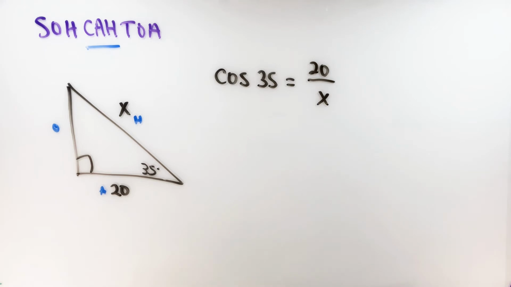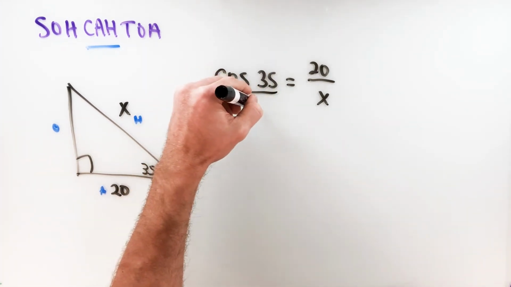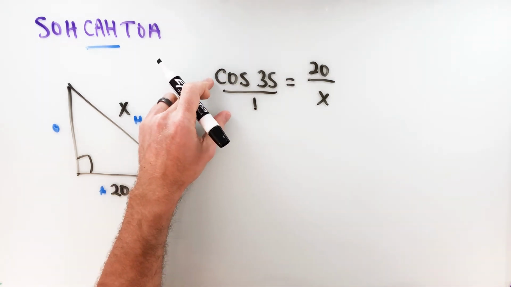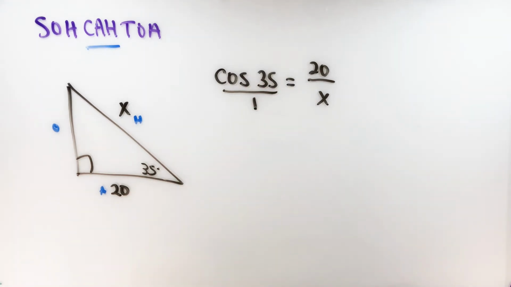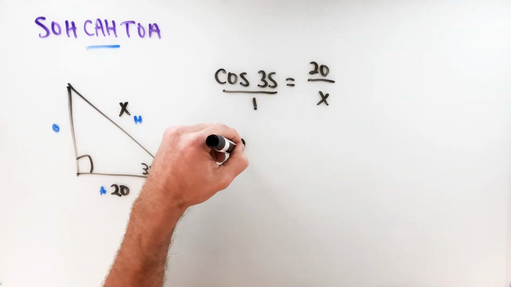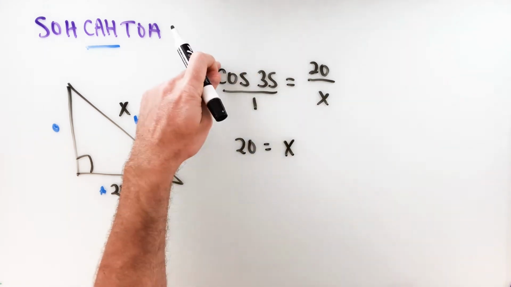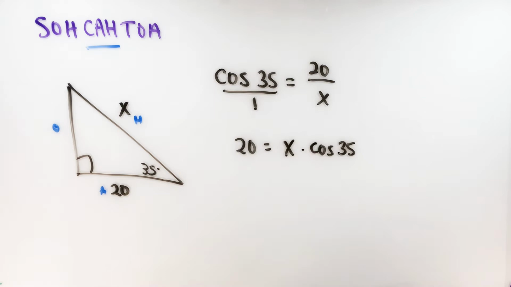And there's my equation. Now, how do we solve this? We've got the makings of a proportion. All we have to do is put this ratio of cosine 35 over 1. Again, that doesn't change the value of this number. So cosine 35 over 1 equals 20 over x. And at this point, we're going to cross multiply to get our equation of 20 equals x times cosine 35.